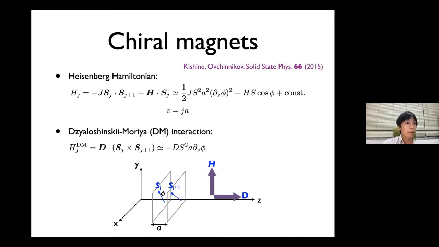Naoki, this is the coherent state basis, right? Coherent, yeah, all spins in the same direction. So this S_j and S_{j+1} are not necessarily in the same direction. So this angle phi can depend on the coordinate. So this phi depends on the coordinate z.